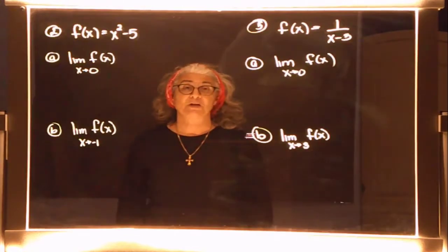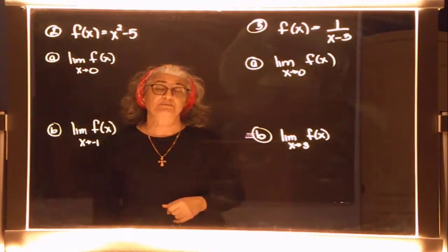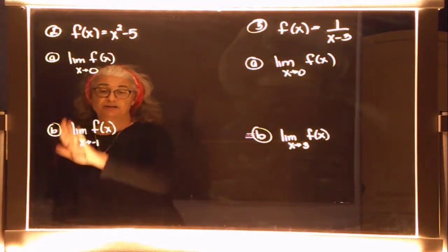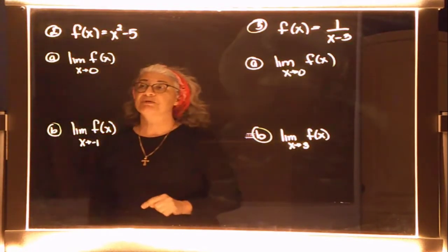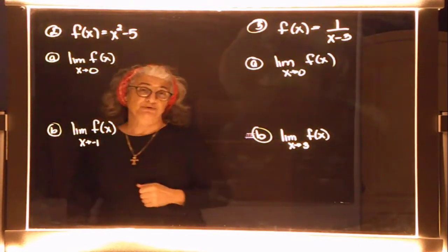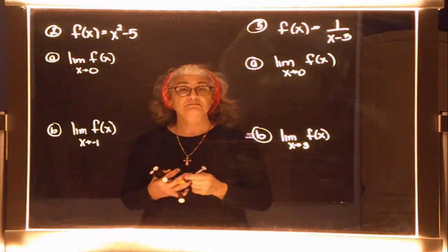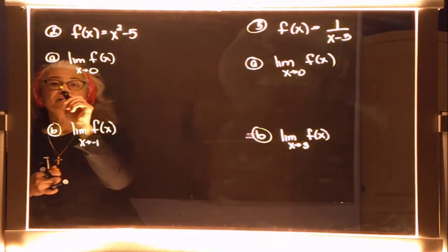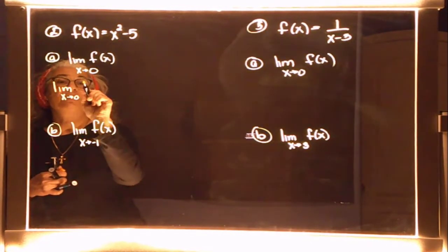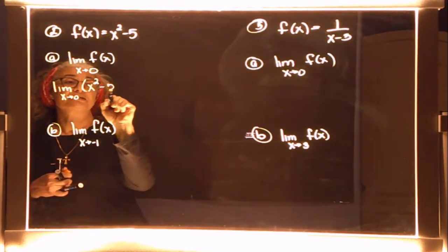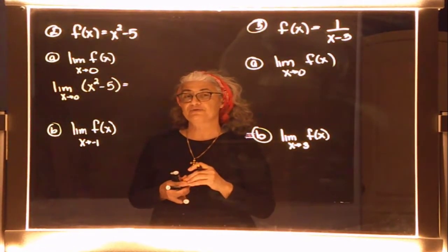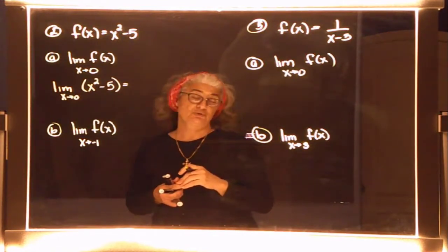Find the limit. All right, so let's look at the second example. My function is x squared minus 5, and it has a part A and a part B. So let's look at part A. They're asking us to find the limit of this function as x approaches 0. Well, I can rewrite it. The limit as x approaches 0 of x squared minus 5. Okay, so think about it for a few moments and tell me what you think the answer will be.